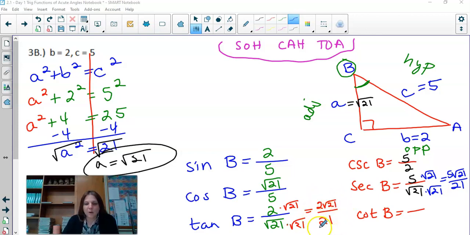This would be kind of a mess if you tried to do the reciprocal of this. So what I always recommend is go back to that original ratio that you set up. So instead of 2 over the square root of 21, you can write square root of 21 over 2. And then you'll notice that that doesn't even need to be rationalized.